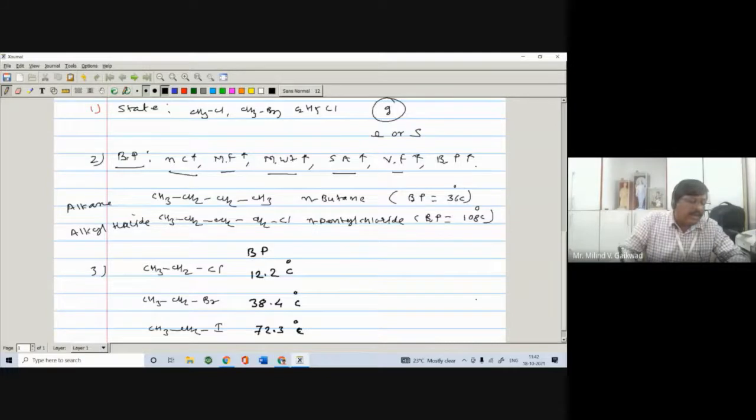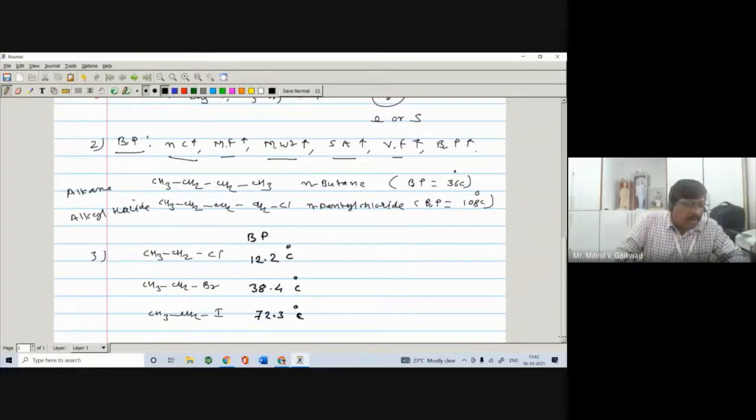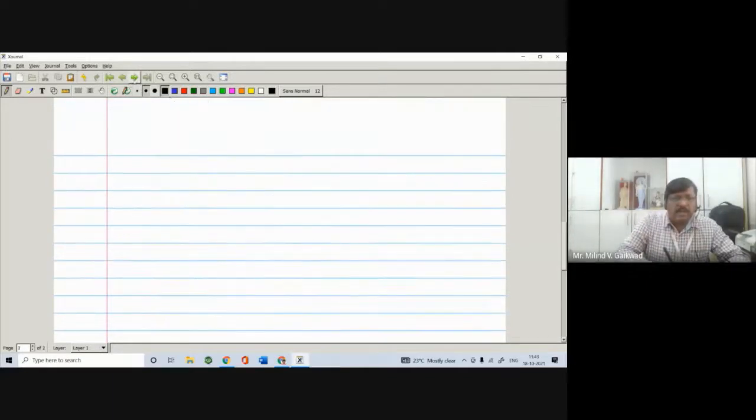So you have to compare the corresponding molecular weight. The more the molecular weight, the more the boiling point. So we have taken the third type of example. Then we'll see the next example.